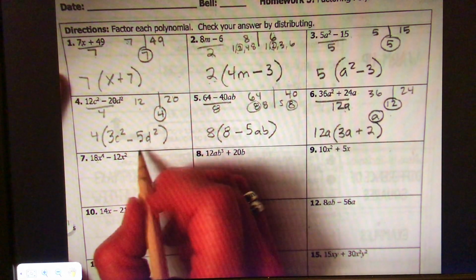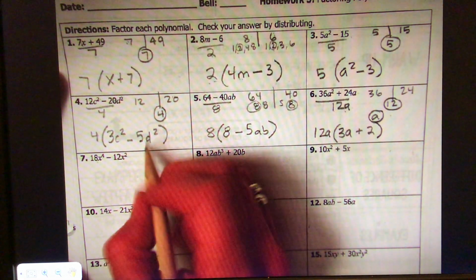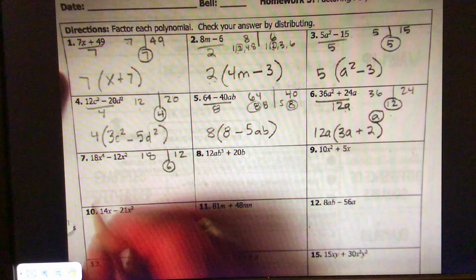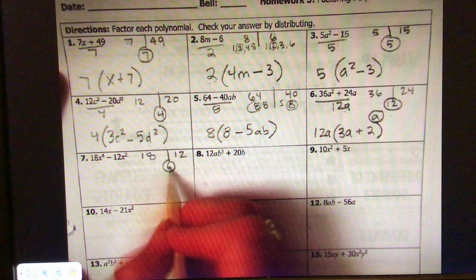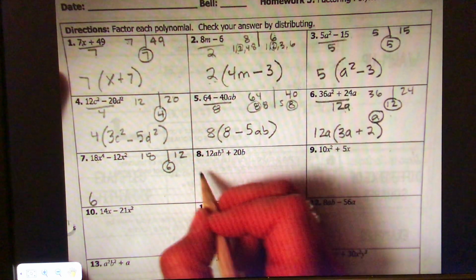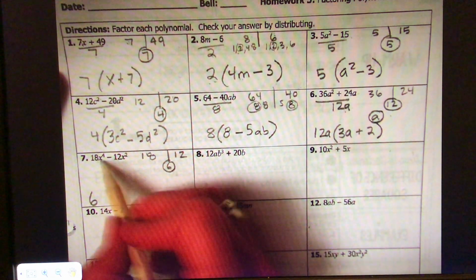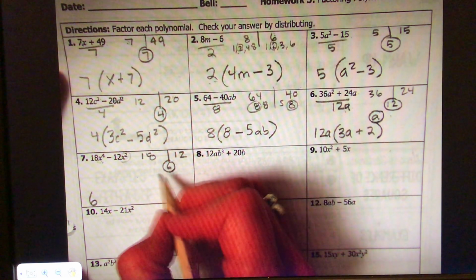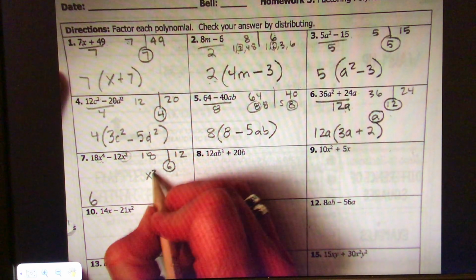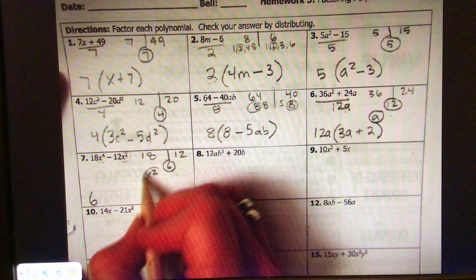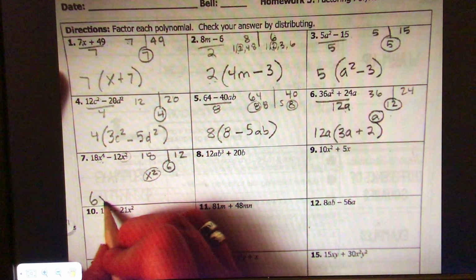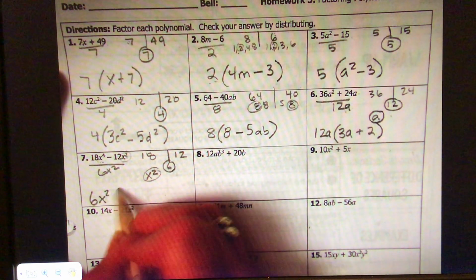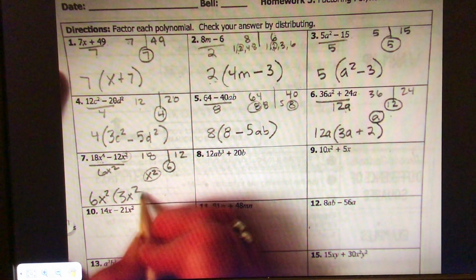18 and 12. That's already going to be 6. So 18 and 12, I already know that the GCF is going to be 6. Now that's my coefficient part. Now I have x, and I have x squared, and I have x to the 4th. Well, I can already tell you that x squared is what they have in common, if you think about it that way. So 6x squared, put all of that over 6x squared, and divide it. So I have 3x squared minus 2.